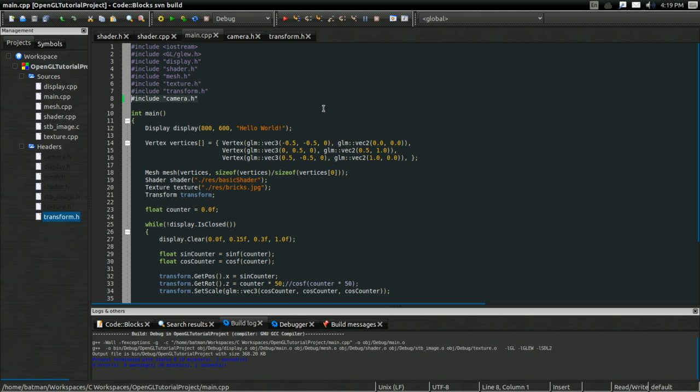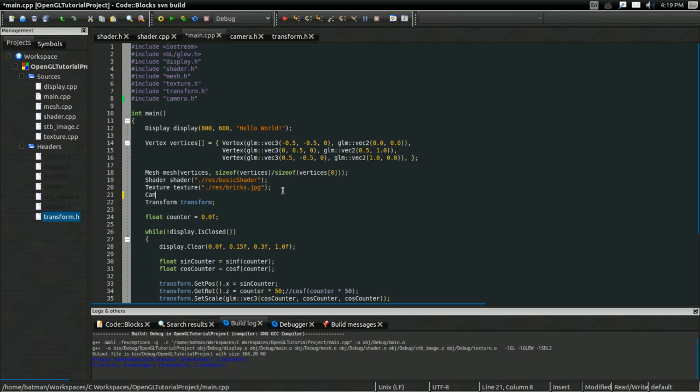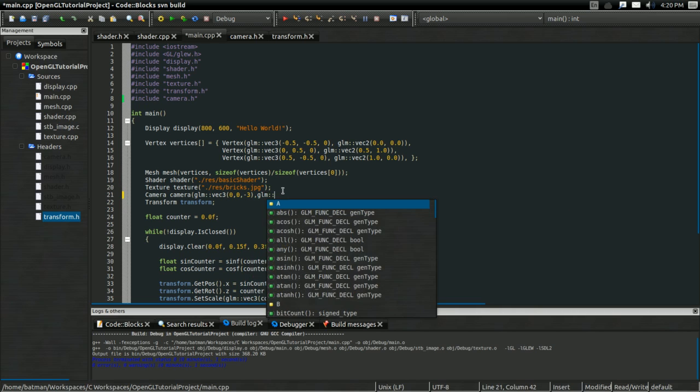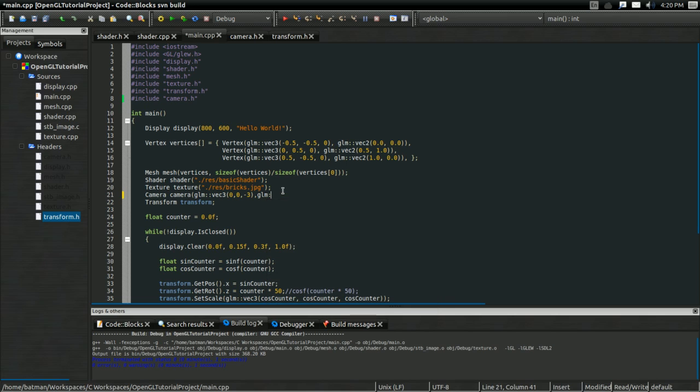So in my main class, my main file, main.cpp, I've already included camera.h, so I'm going to create a camera here. I'm going to call it camera. I'm going to take in, I don't know, GLM vec3. Let's move -3 units back on z. Field of view, I'll say GLM. Actually, does GLM have a function for that? I don't believe it does, now that I think about it.